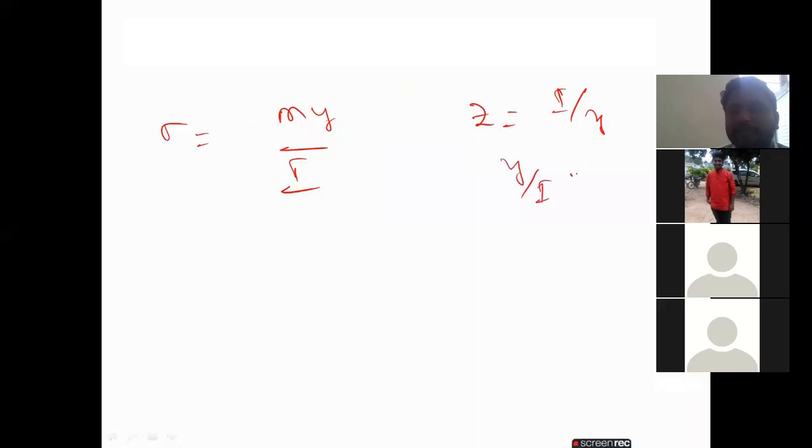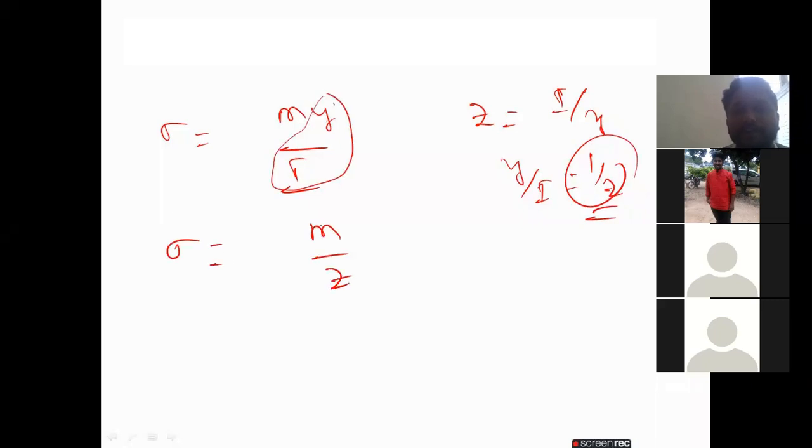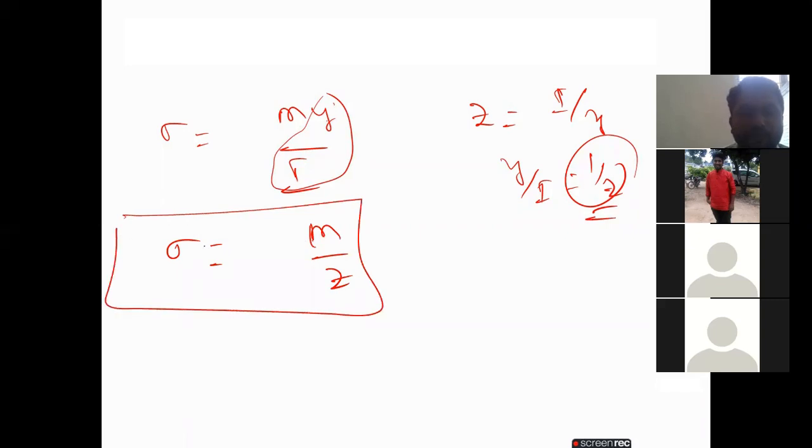We know already the Z value equals I by Y, the section modulus. So Y by I means 1 by Z. Simply substituting here, sigma equals M by Z. So this is the sigma B value, the bending stress equation. So now sigma B equals M by Z.